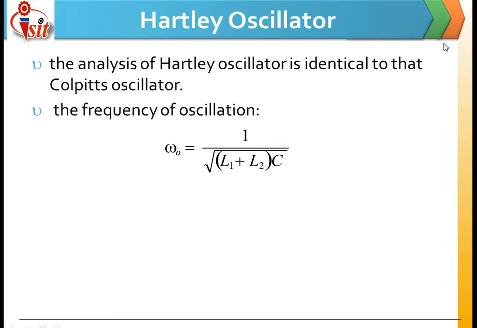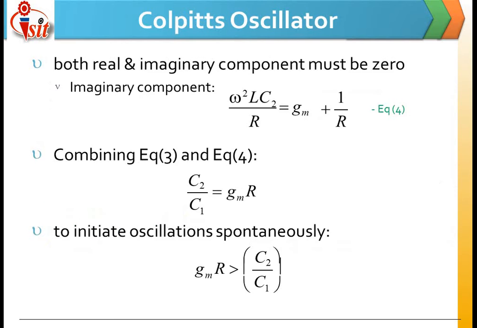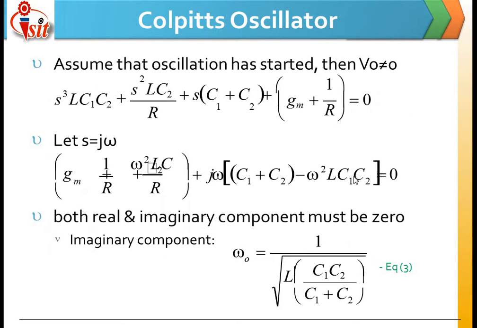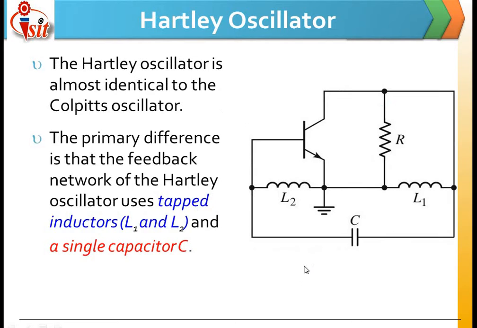The analysis of a Hartley oscillator is identical to that of the Colpitts oscillator. That means the analysis related to the Hartley oscillator and the Colpitts oscillator is the same, only the frequency of oscillation differs. Just see here, for the Hartley oscillator the frequency is omega 0 is equal to 1 divided by under root of L1 plus L2 into C. And for the Colpitts oscillator, omega 0 is equal to 1 divided by under root of L into bracket C1C2 divided by C1 plus C2.